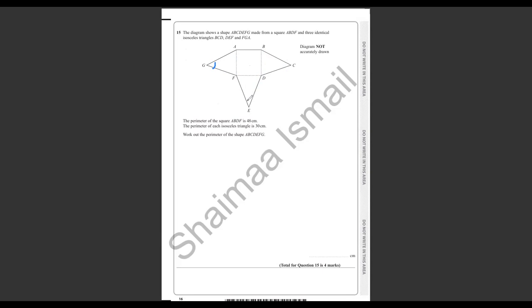So angle G equals angle E equals angle C. And here we have 90 degrees because it's a square. And here we have equal angles. Here we have equal angles, and this is a square. And this is what we get from the given. He gave it to us.